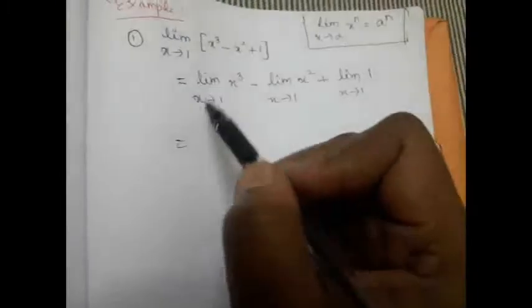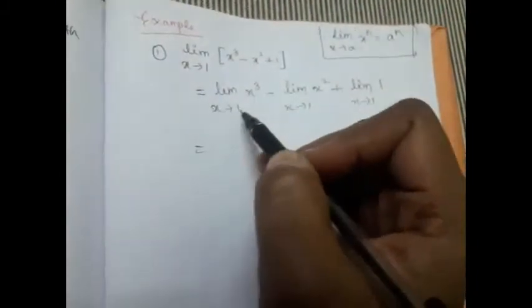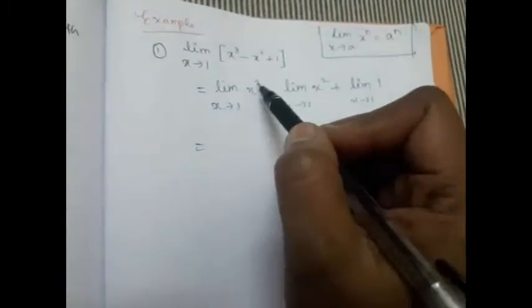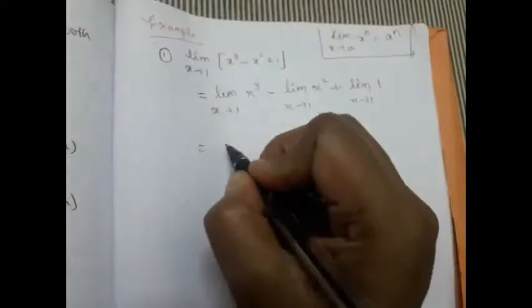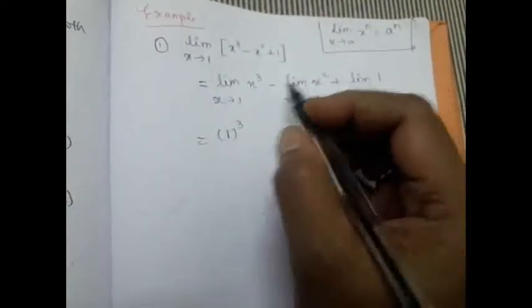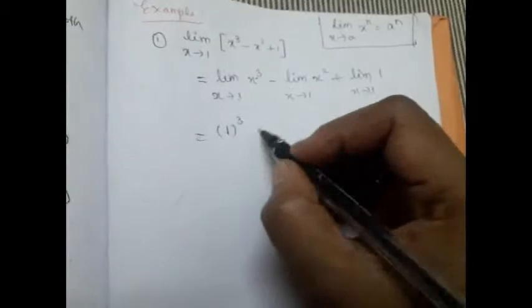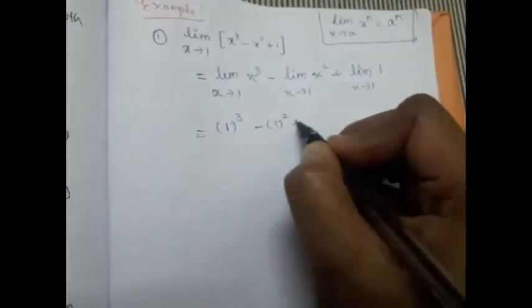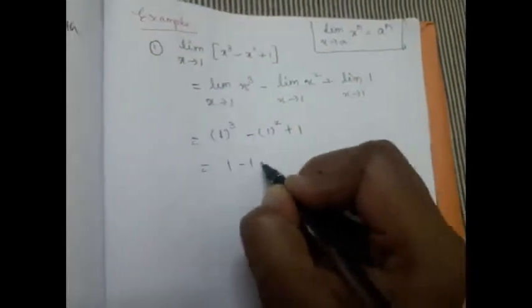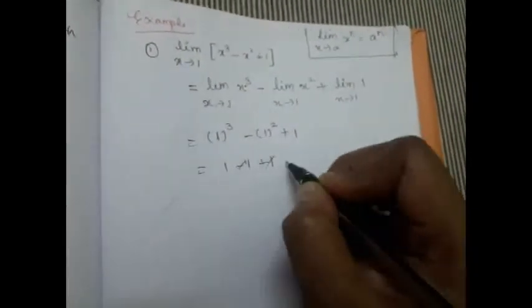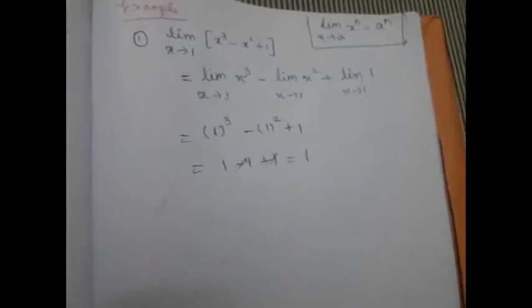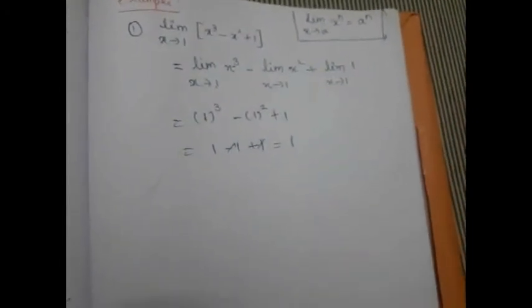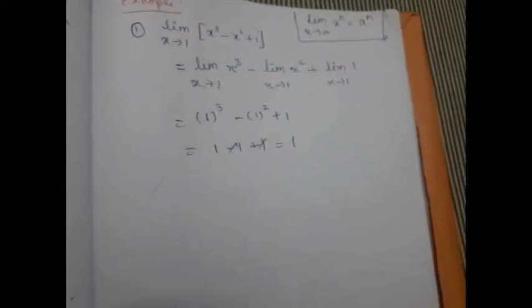So here, limit x tends to 1 of x power n will go to a power n. So 1 power 3, right? n is 3 here, a is 1 here. Minus this, which is going to be 1 square, and this is independent of x, so it is going to be 1. So the 1 minus 1 plus 1 plus 1 minus 1 get cancelled, so the answer is 1. This is how you have to solve the problem, right?